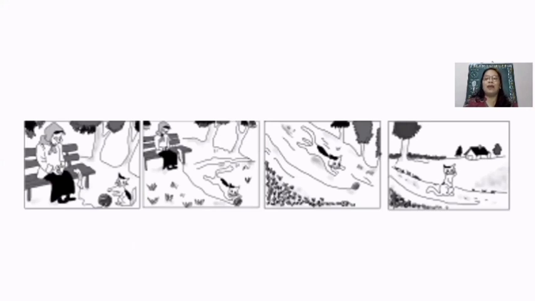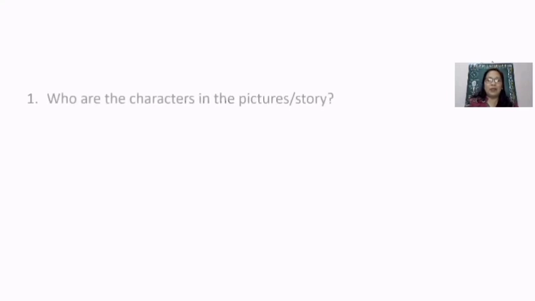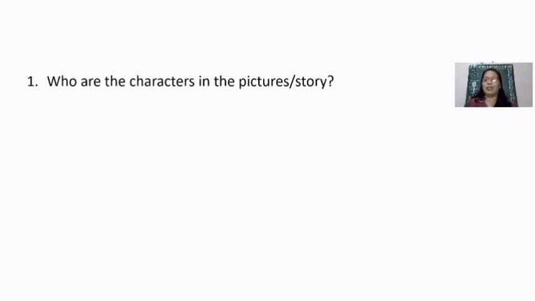Let us go back to the picture. After analyzing the pictures, let us now answer the given questions. Question number 1. Who are the characters in the pictures or in the story? The characters in the story or in the picture are the old woman and the kitten. These are the actors or the movers in the story.